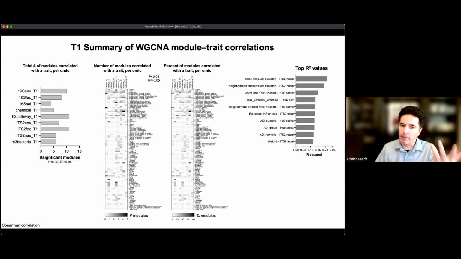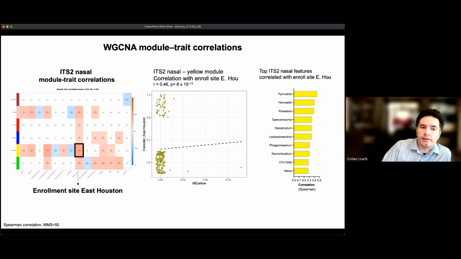We can dig a bit deeper into some of them. Again, WGCNA allows you to do some exploration and identify the features in a module, and then look at how individual features correlate to the outcome of interest. So in this case, we looked at the correlation between features from a yellow module with East Houston. In addition to the top features, we are particularly interested in those associated with particular metal and toxic water discharge.